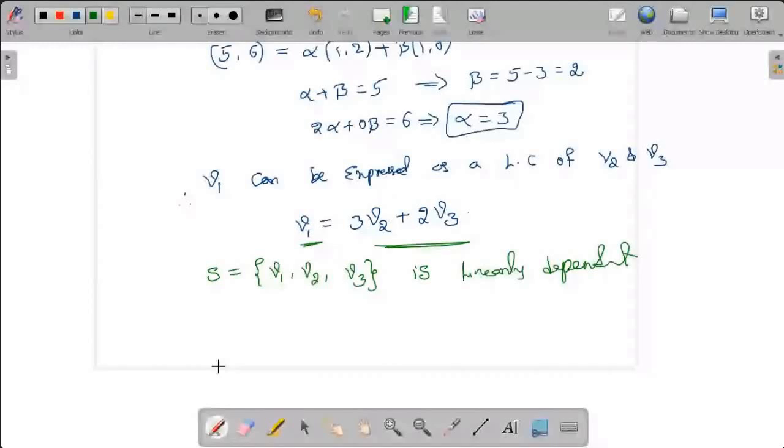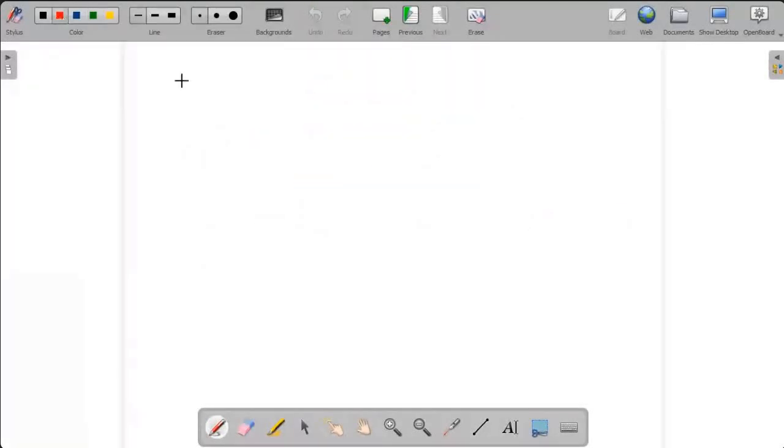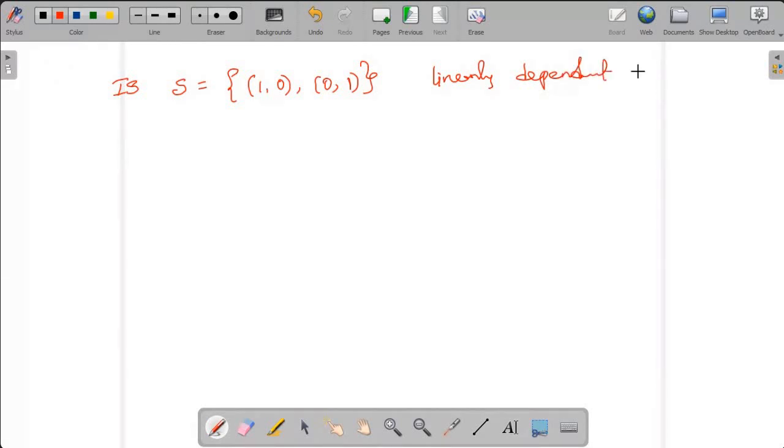See, for example, let me take this set S equal to, the set is (1, 0) and another one is (0, 1). Now my question is, is S linearly dependent? Is this set linearly dependent? According to our discussion, we say it is linearly dependent if you can find one element here which can be expressed as a combination of others, right?